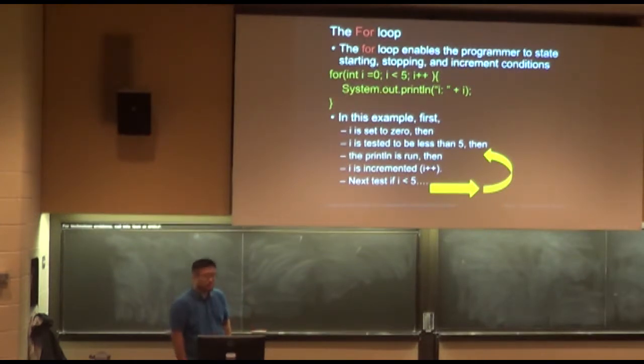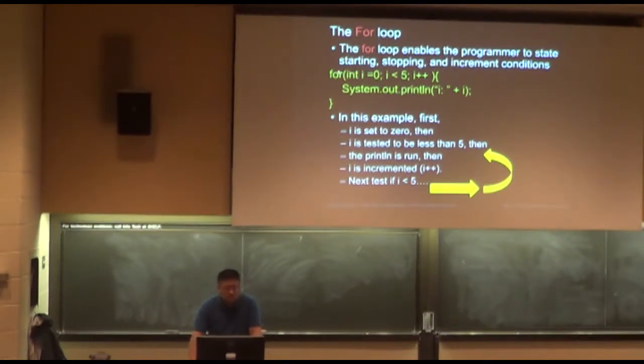That said, they're a little bit weird because they have this strange triple statement inside the parentheses, so they take some getting used to. But I think after you get used to them, they're pretty common. So how exactly does a for loop work?